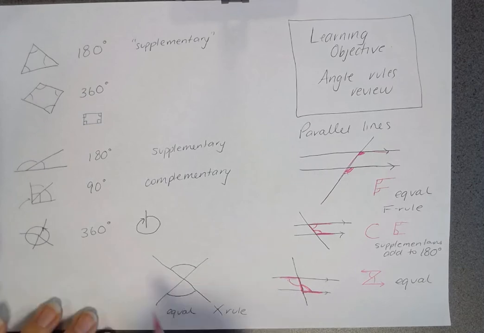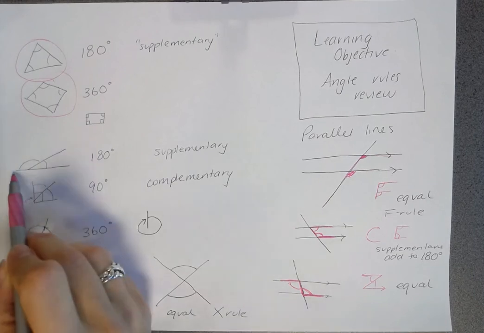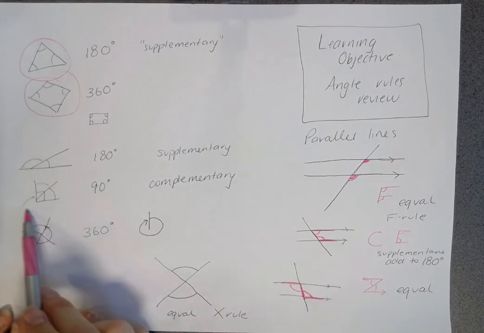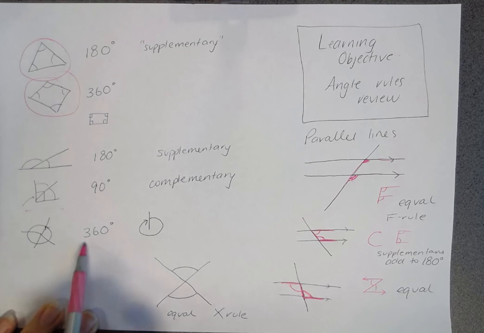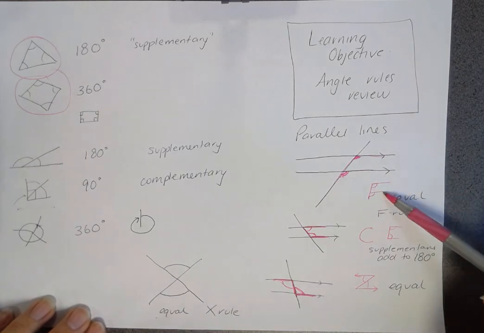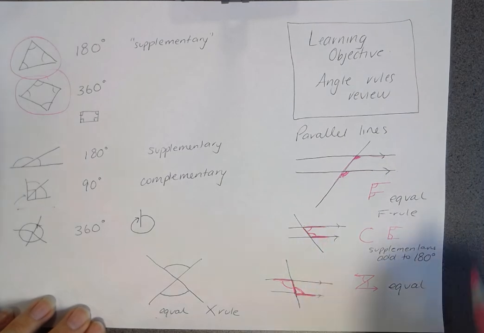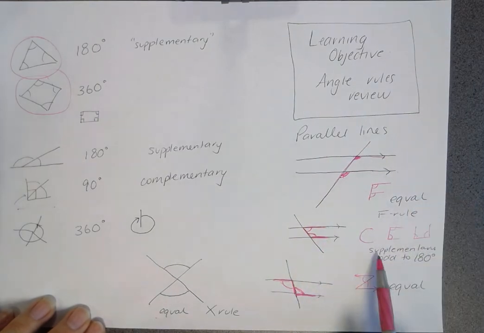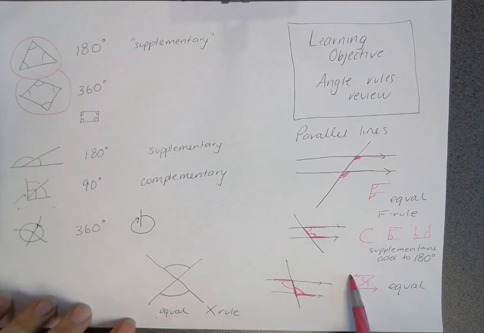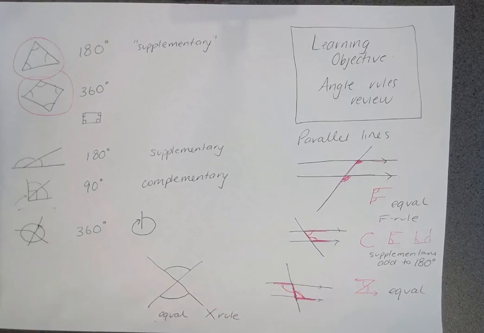So what I've given you here, our triangles, our quadrilaterals, I've given you angles on a straight line, angles on a right angle, and revolution angles that are all the way around. I've given you the X rule for lines that intersect. I've given you the F rule for lines that intersect parallel lines. The C, or sometimes you'll see the U rule, they are supplementary and add to 180 if they are both inside. And our Z rule, where a line crosses parallel at each of these elbows, they will be equal.